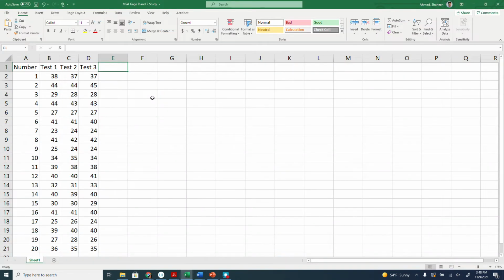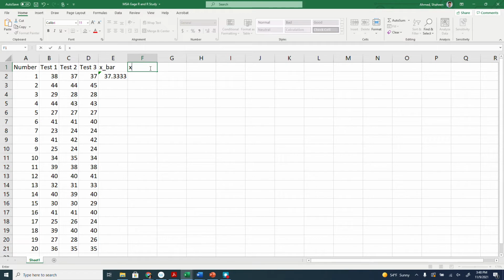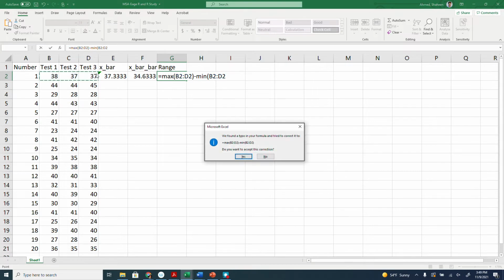To start with, we need to calculate the X bar for each of these parts, the average of these three measurements, and then we need to calculate the grand mean, which is X bar bar. Grand mean is basically the average of all the data points. And then range: there is no Excel function for range, so we're going to do max minus min. The maximum of these three measurements minus the minimum of these three measurements will give us the range.